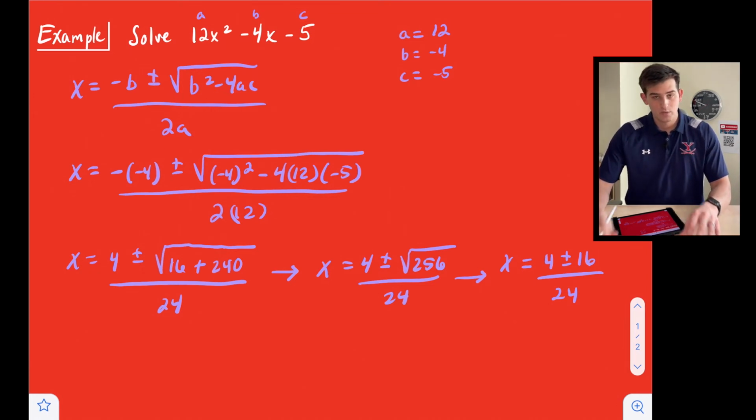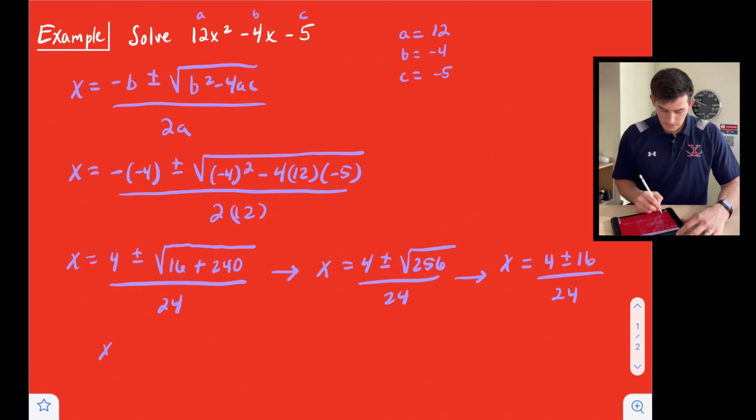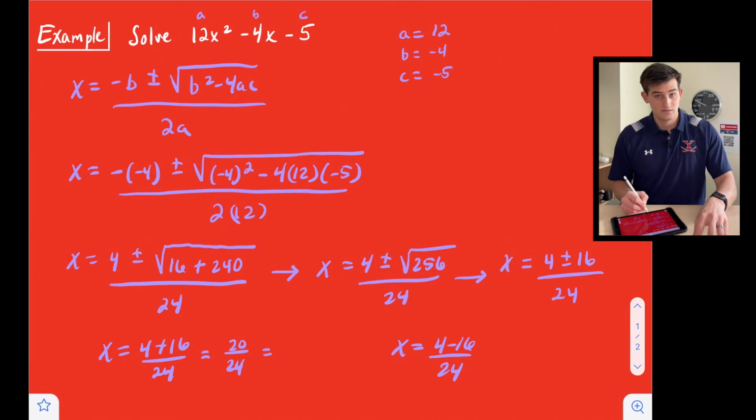So from this step, we can now create two equations for us to solve to get our two solutions. So one of our equations would be x equals 4 plus 16 divided by 24. And the other one would be x equals 4 minus 16 divided by 24. So now once we simplify, 4 plus 16 is 20. 20 over 24 we can simplify, divide the top and the bottom by 4, and we're going to get 5 over 6.